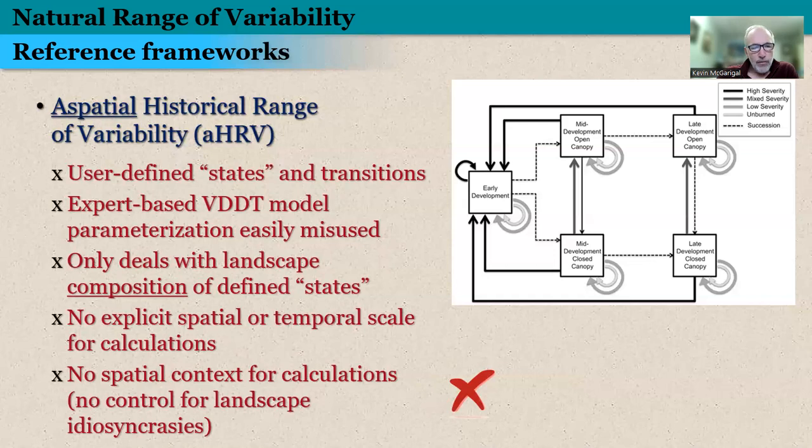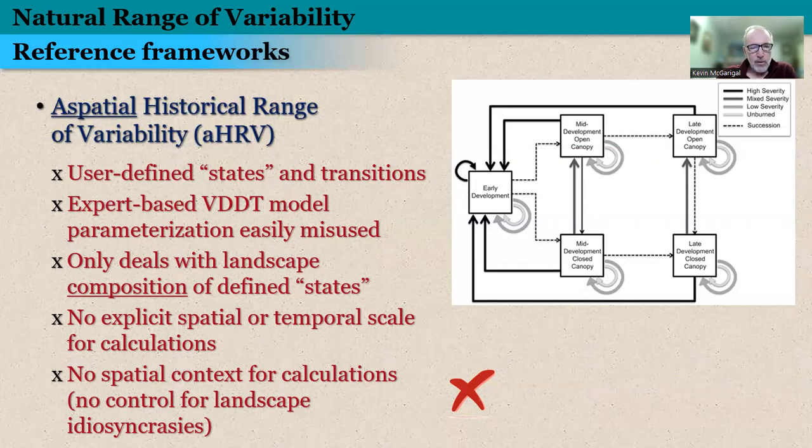On the downside, however, it is limited to these user-defined states and transitions. So it is essentially an oversimplified representation of the complexity of vegetation composition and configuration, which again could be seen as a pro and a con. It's also an expert-based model, so the parameterization of the state and transition model, again usually done using this VDDT model, is based on expert opinion. It's generally not empirically based.